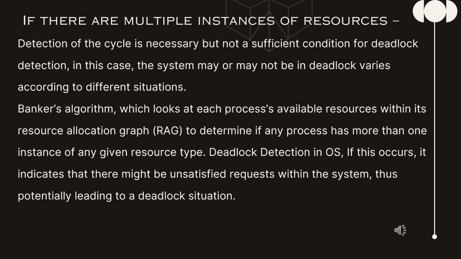Now let's look into a condition where there are multiple instances of resources. The wait for graph scheme is not applicable to a resource allocation system with multiple instances of each resource type. The deadlock detection algorithm that we describe next is applicable. The algorithm employs several time-varying data structures that are similar to those used in Banker's algorithm, which looks at each process's available resources within its resource allocation graph to determine if any process has more than one instance of any given resource type.